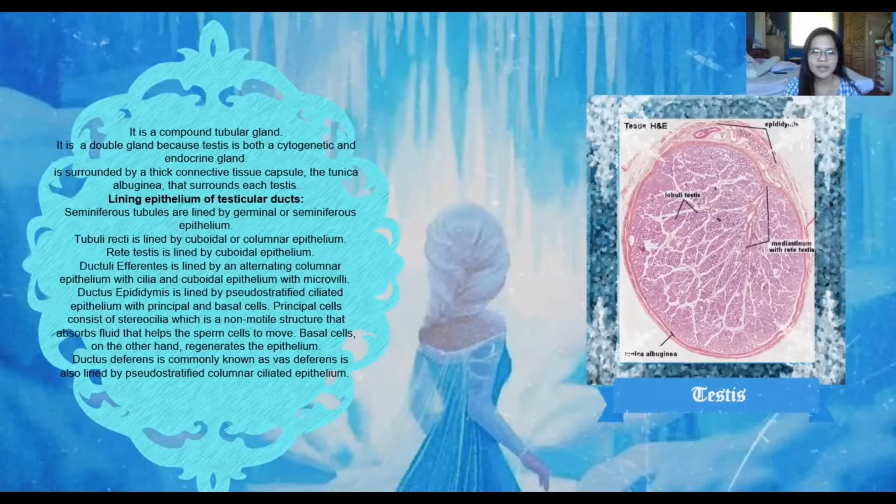Ductus epididymis is lined by pseudostratified ciliated epithelium with principal and basal cells. Principal cells consist of stereocilia, which are non-motile structures that absorb fluid, which helps the sperm cell to move. Basal cells, on the other hand, regenerate the epithelium. Ductus deferens, commonly known as vas deferens, is also lined by pseudostratified columnar ciliated epithelium.